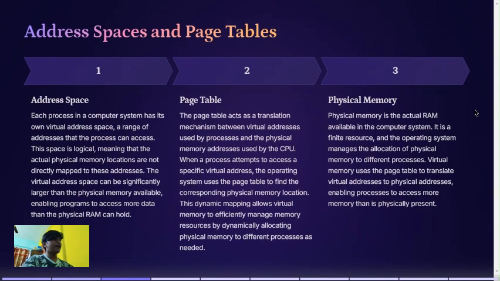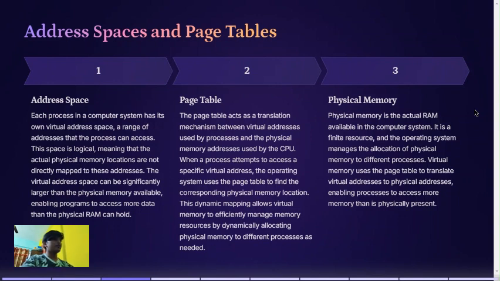Address spaces and page tables. Address space. Each process in the computer system has its own virtual address space, a range of addresses that the process can access. This space is logical, meaning that the actual physical memory locations are not directly mapped to these addresses. The virtual address space can be significantly larger than the physical memory available, enabling programs to access more data than the physical RAM can hold.